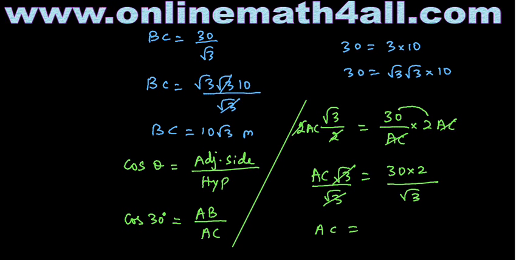So AC is equal to, for this 30, I have already told you that 30 can be written as root 3 times 10. So that is what I am going to apply here. So root 3 times 10 times 2 over root 3. So here root 3 will get cancelled. So finally we get AC is equal to 20 times root 3, because we multiplied 2 and 10. So AC is equal to 20 times root 3 meter.